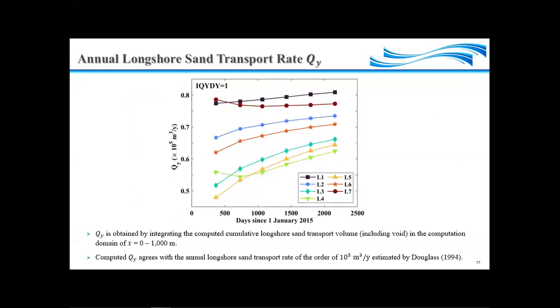And this, we checked how much sand is moving onshore over 1 year. And typically, this gives you an idea. Typically, a surprising amount of sand is moving onshore. 100,000 cubic meters per year of sand is moving onshore.